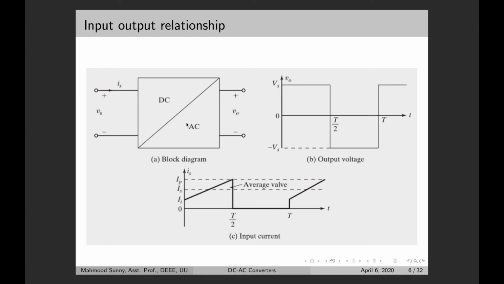So here is the block diagram. On the input side we have DC, on the output we have AC. And in general, the inverter produces a square wave AC output. But we can make it sinusoidal, or at least try to make it sinusoidal as much as possible.